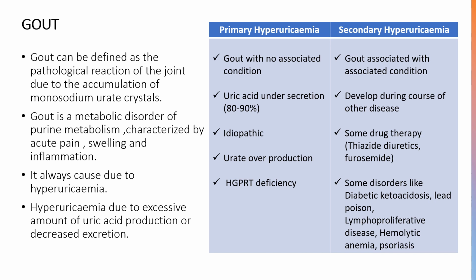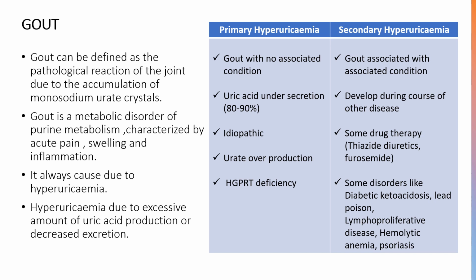It is always caused due to hyperuricemia. Hyperuricemia is nothing but an increased amount of uric acid in the blood. It is of two types: primary hyperuricemia and secondary hyperuricemia. Primary hyperuricemia is directly associated with the uric acid levels. So it is gout with no associated condition, where only the uric acid level is increased, such as idiopathic urate overproduction and HGPRT deficiency.